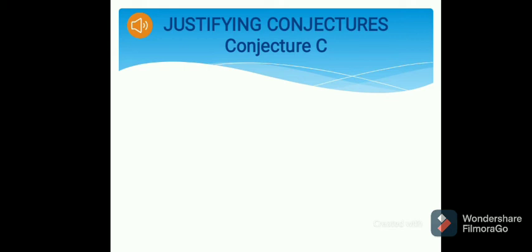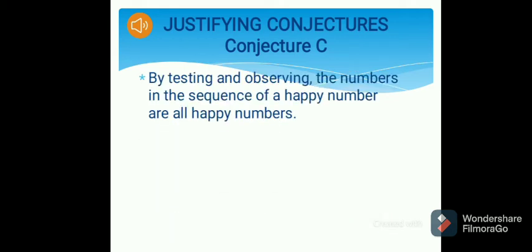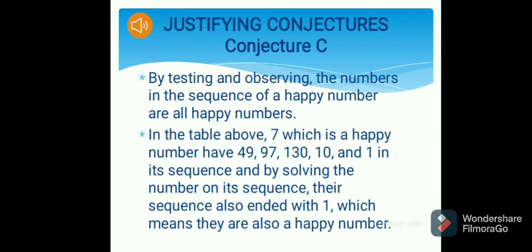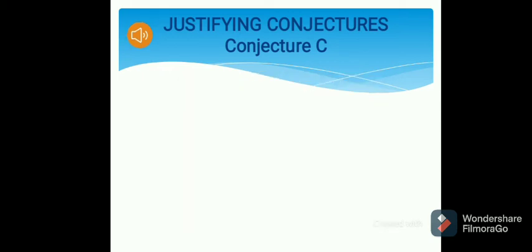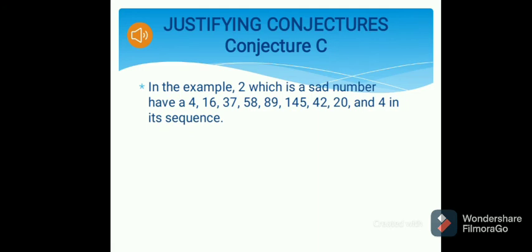Our conjecture C is similar to our conjecture A, so to justify it, again by testing and observing, the numbers in the sequence of a happy number are all happy numbers. As we can see in the examples above, all the numbers in the sequence of the happy numbers are happy numbers too. Same with the sad numbers. All the numbers in the sequence of the sad numbers were all sad numbers.